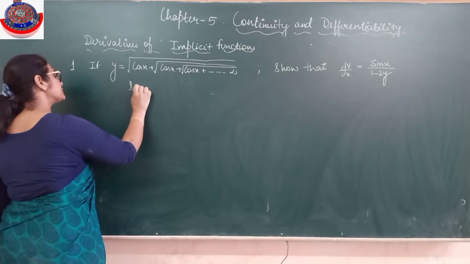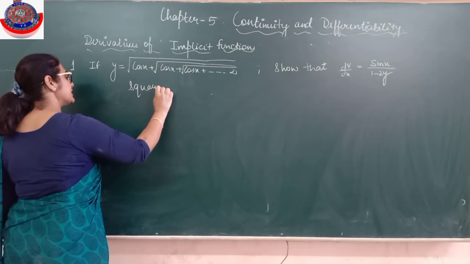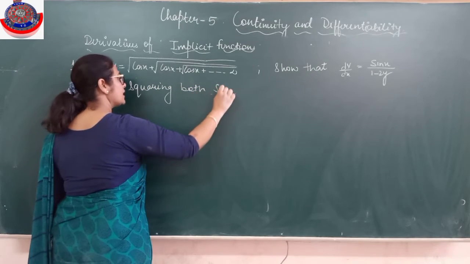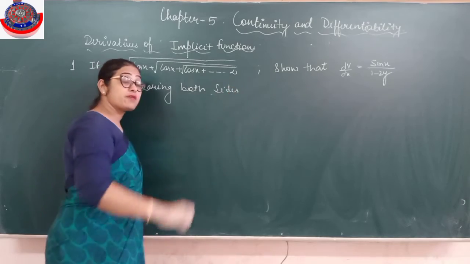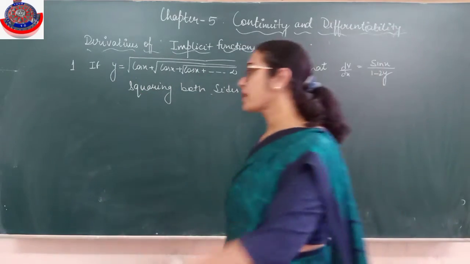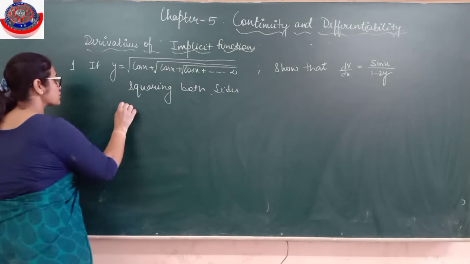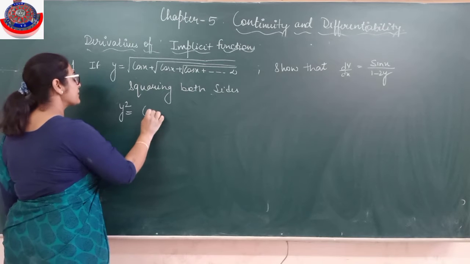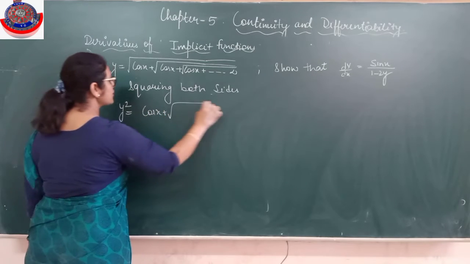let's say squaring both sides. Whenever you come across this question of under roots and infinite times, the first step is you square both sides. So if I square both sides, it is y square. The topmost under root will cancel. It will become cos x. The inner under roots will not change.